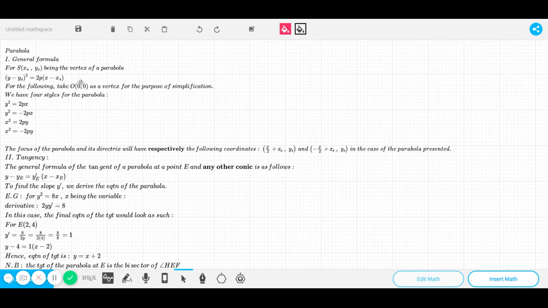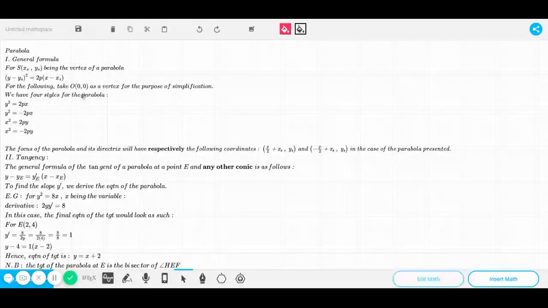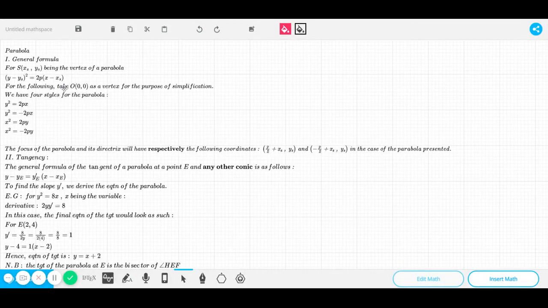So going back to the style of the parabola that we had seen before, which we'll show you again in a couple of minutes, the equation of the parabola would now look like this: (y minus y of S) to the power 2 would be equal to 2p times (x minus x of S). So why did we say that there are four styles? Because, again, for simplification purposes, I'll take O as the vertex of the parabola. We have these four equations.